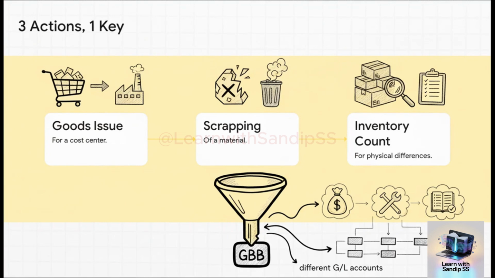And this lays out the problem perfectly. Look at this. We have three totally different business activities. First, issuing goods to a department. Second, scrapping some old material. And third, adjusting for an inventory count. Now, from an accounting perspective, each of these needs to hit a different GL account, but the standard system funnels all of them through one single transaction key, GBB. So how in the world do we tell them apart?